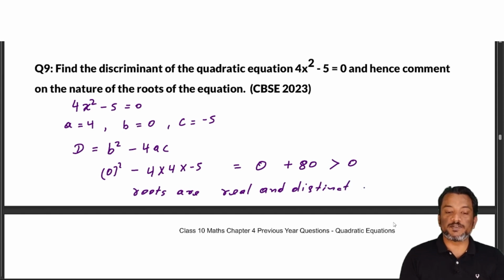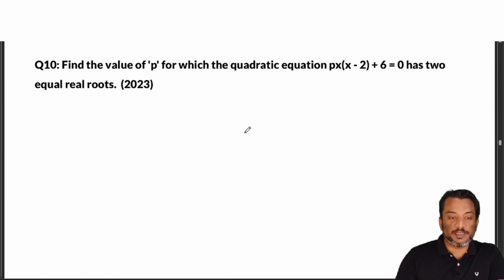Okay, so hope this way you are able to find. Suppose this value comes equal to 0, so in that case the roots are real and equal. Okay, hope you get it. Now coming to the next question, it is saying find the value of p for which the quadratic equation px into x minus 2 plus 6 is equal to 0 has two equal roots.